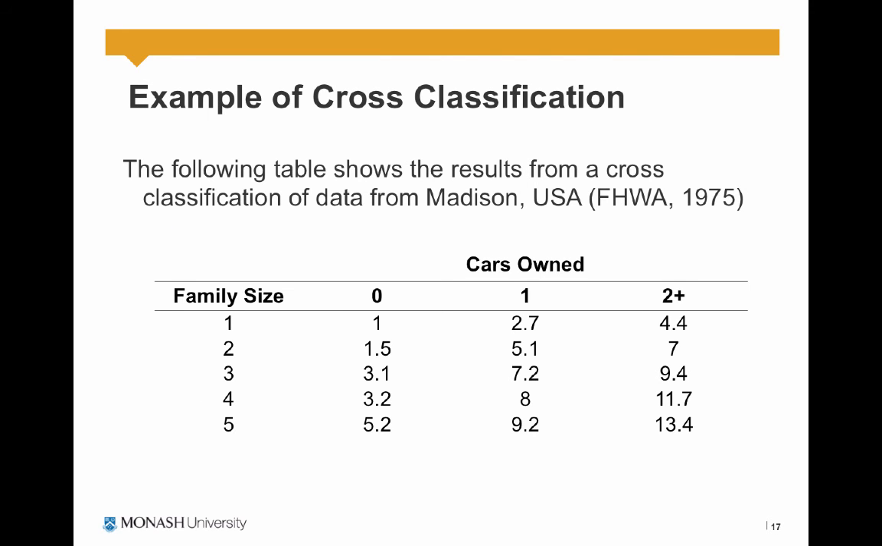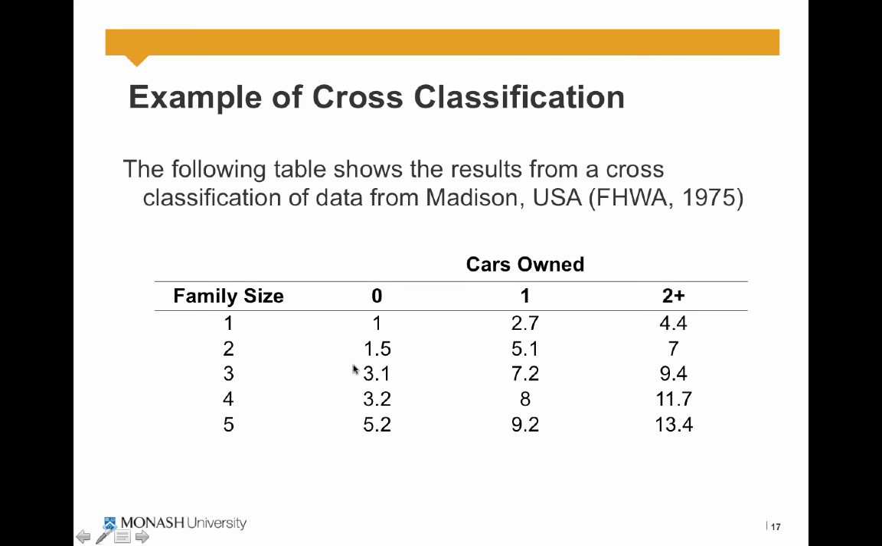So for example, here is real cross-classification data obtained from a study done by the Federal Highway Administration in the US in 1975 from a city, Madison, Wisconsin. You can see that the cross-classification is based on 2 variables only, the family size and number of cars owned by the household. Family size changes from 1 to 5 and cars owned changes from 0 to 2 plus. So there are 3 multiplied by 5, 15 categories specified.